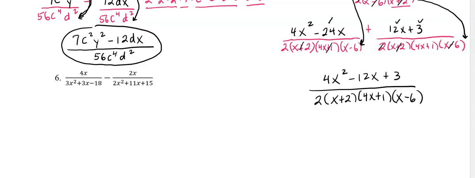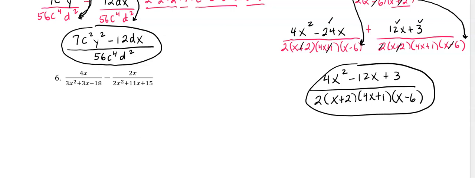I'd like to see if factoring is possible in the numerator so that I can maybe cancel or reduce, but there is no way to factor this numerator. You will know that because if you multiplied 4x squared times 3, that's 12x squared, and there are no factors of 12x squared that add up to negative 12x. So can't factor. That leaves this as my final answer, and I'll circle it.